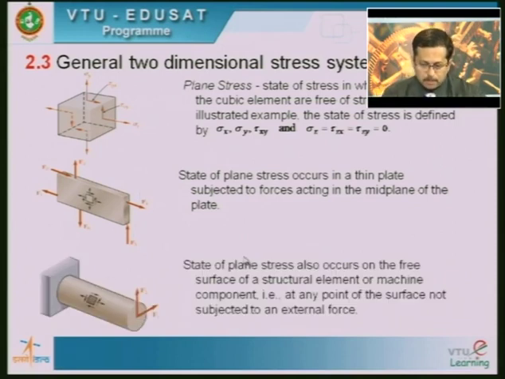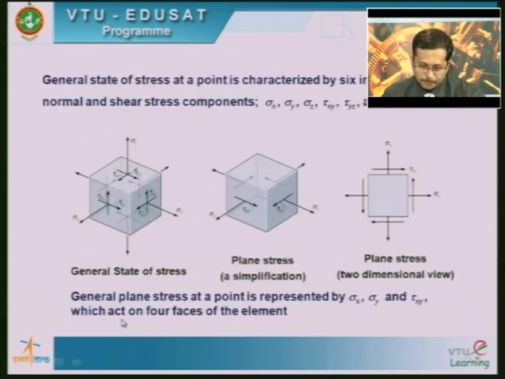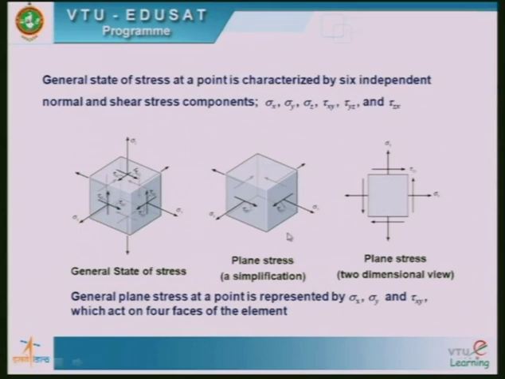Now state of plane stress also occurs on the free surface of a structural element or machine components, that is at any point of the surface not subjected to an external force. You can observe in this, the forces F1 and F2 are applied in this diagram, but if you take the surface at this point, this could be subjected to a plane stress where you have sigma x, sigma y and tau xy. Now this is also represented in this diagram. The same whatever I have just now explained is represented here. All the three combinations are given here.